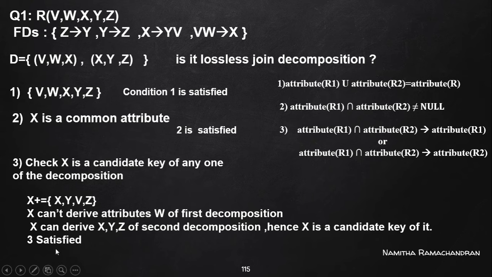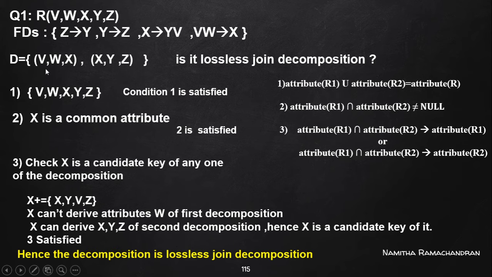Condition 3 is satisfied. Here we want the common attribute to be a candidate key of any of these two decompositions, and X becomes a candidate key of this particular decomposition. So condition 3 is satisfied. Finally, we can conclude that this particular decomposition is a lossless join decomposition. This is an example of a lossless join decomposition.